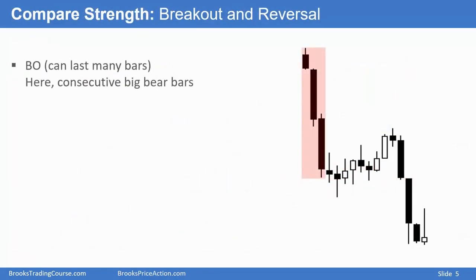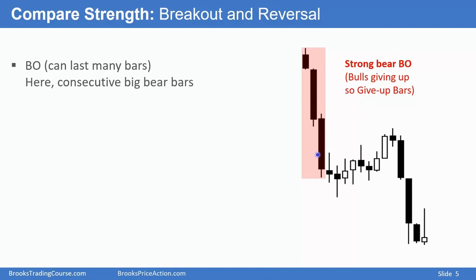Every trend bar is a breakout. Every series of trend bars is a breakout. A breakout can be a single bar, and it can be a series of bars. Here, we have a pair of consecutive very big bear trend bars. You can say the breakout began there, but I think the breakout began here. I would view this as a 2-bar bear breakout, yet it's a 5-bar bear microchannel, 5 bars down without a pullback. It's a strong bear breakout.